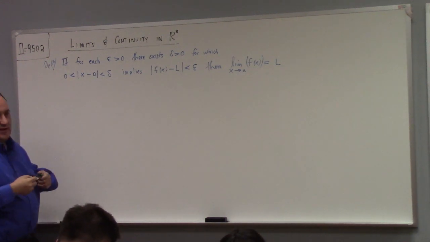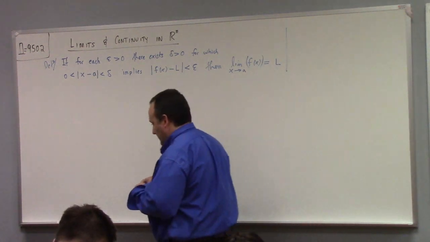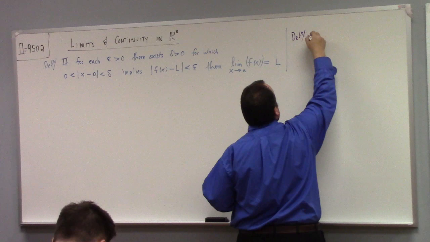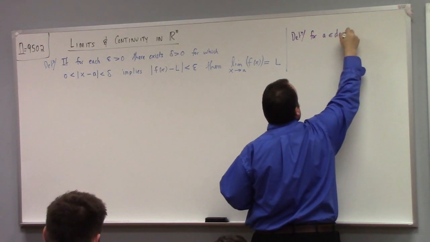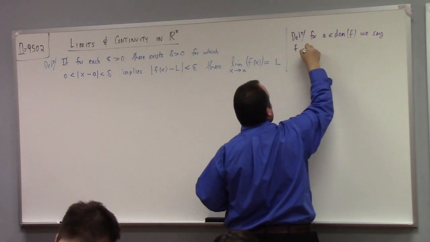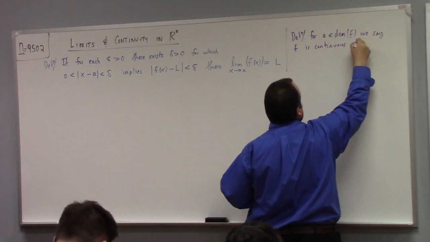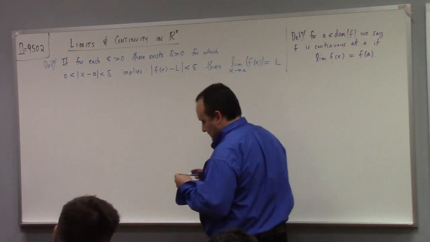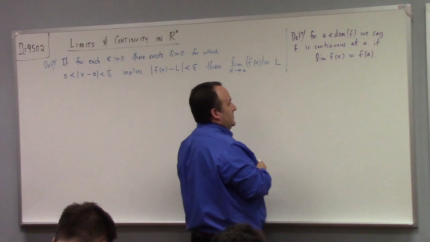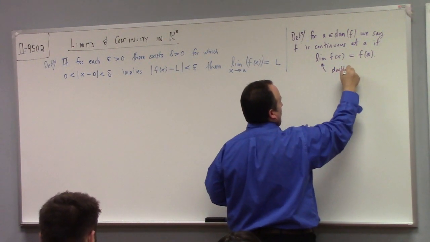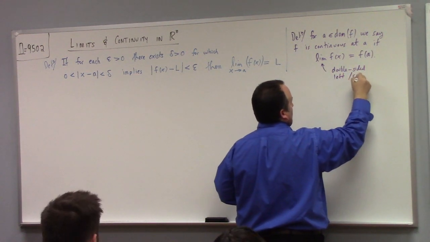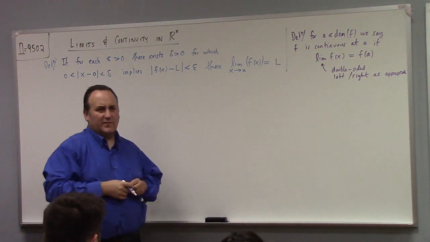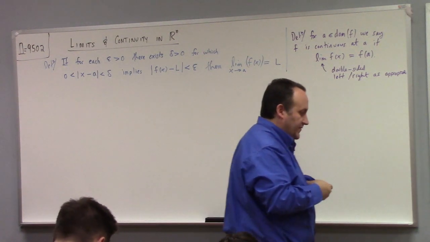And how about continuity? How did we define continuity of a function at a point? Do you guys remember that? Let me review that briefly. Definition. For a in the domain of f, we say f is continuous at a if the limit of f of x is equal to f of a. Let me just note that this is either double-sided or left or right as appropriate, all right? As appropriate. For example, if we're discussing the continuity of the square root function, right?